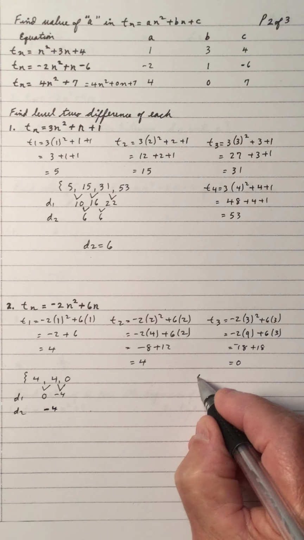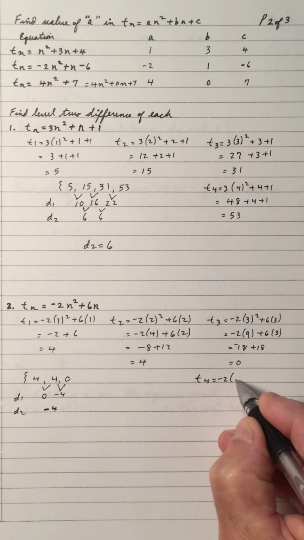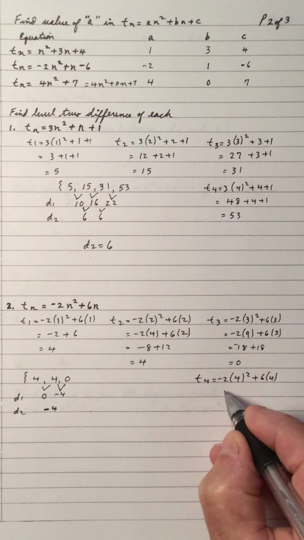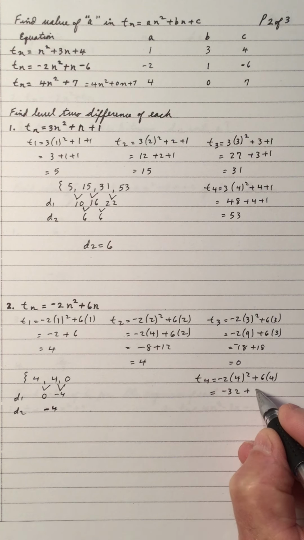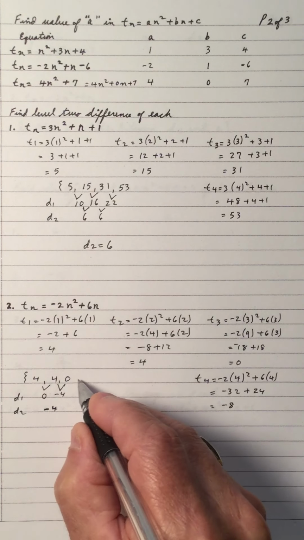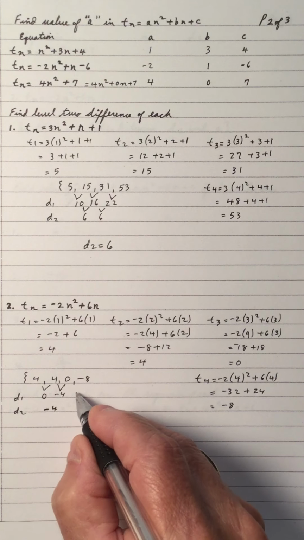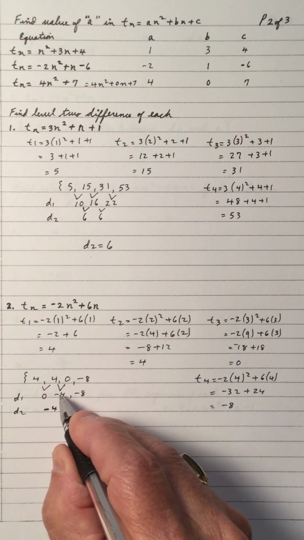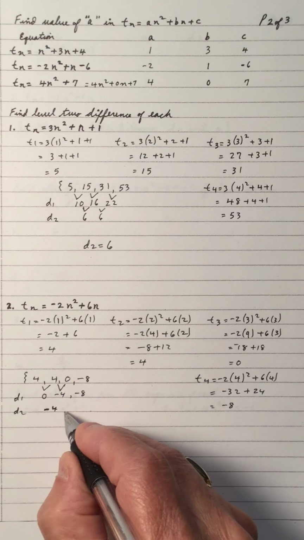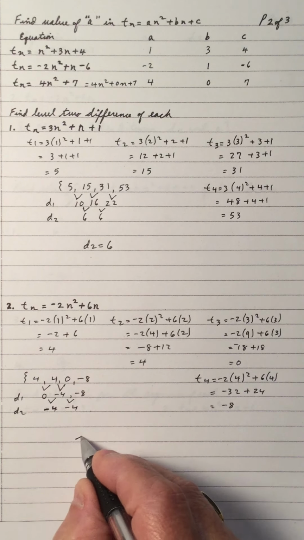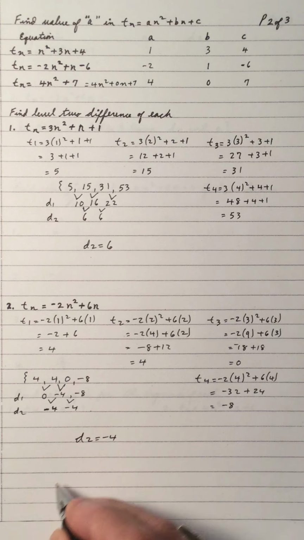But let's check just for T4, which is negative 2 times 4 squared plus 6 times 4. 4 squared is 16, negative 32, plus 4 times 6 is 24, and that's a negative 8. So let's put a negative 8 here and check it out. Negative 8 minus 0 is negative 8. Negative 8 subtract negative 4 is negative 8 plus 4, which is negative 4. So D2 is negative 4.